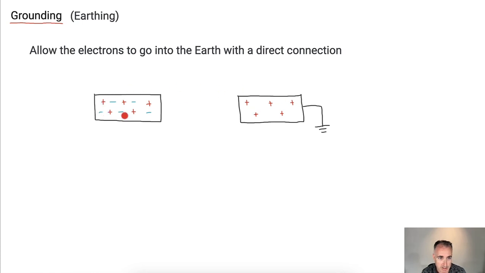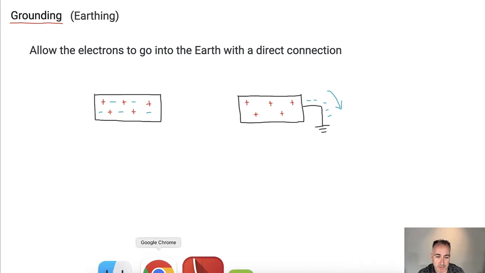Let's say you've got five of these electrons. When you plug it to the ground, and this is the symbol we use for earthing, what happens then is these electrons, let's say there's five of them, 1, 2, 3, 4, 5, they all move that way into the ground. So that means when you're done, this thing is positively charged.